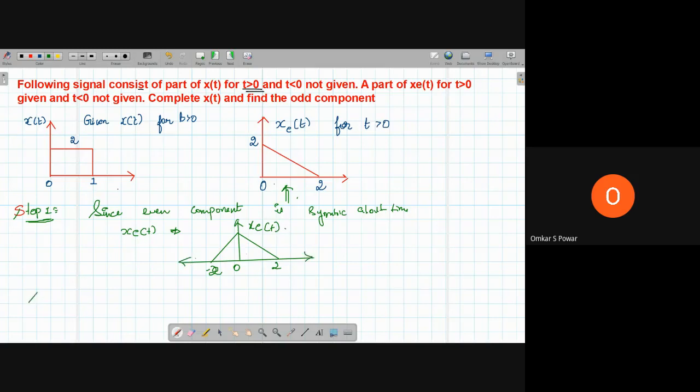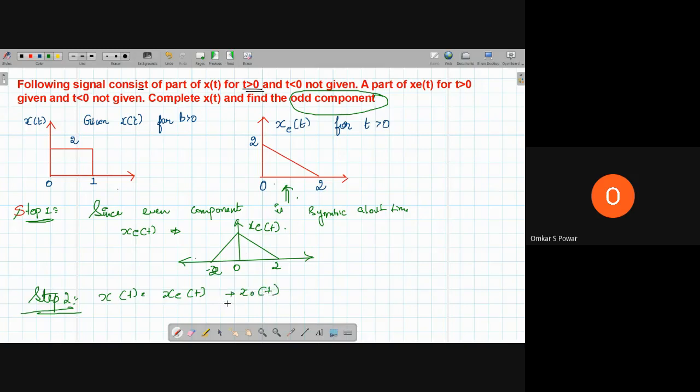Now what is step 2? Step 2 is to find the odd component. So we will solve for the odd component, and then we add it together with this even component to get the whole signal. So how do we get the odd component? The whole signal x of t is equal to x even of t plus x o of t.